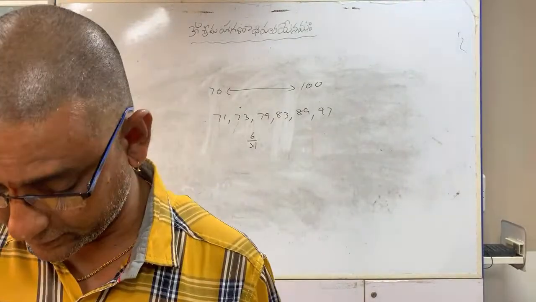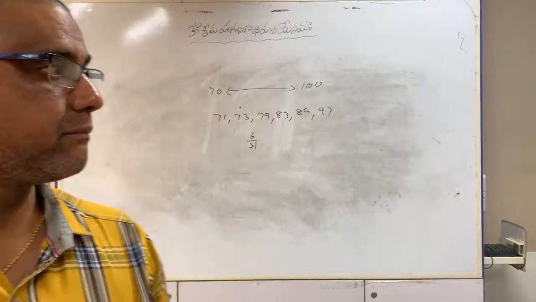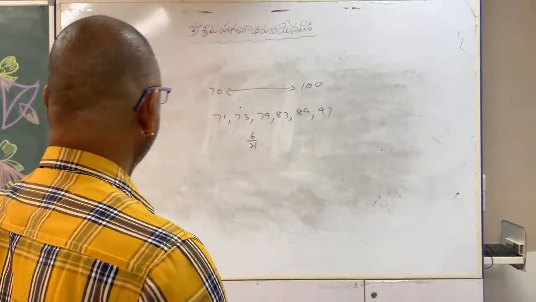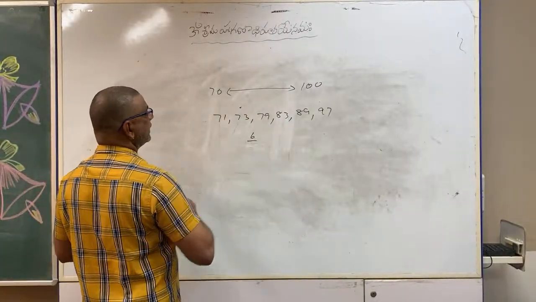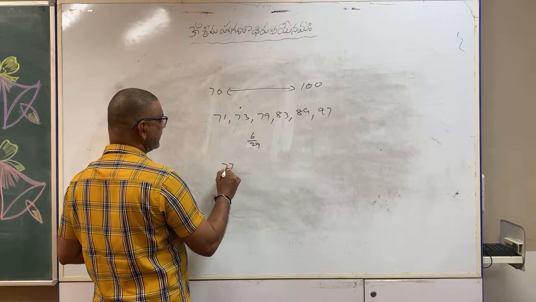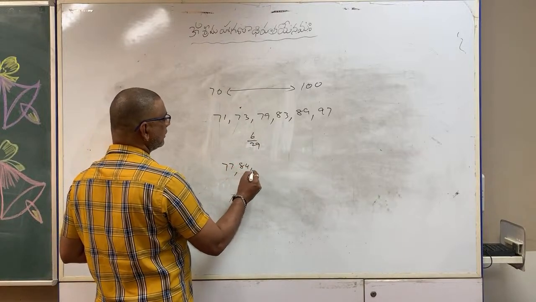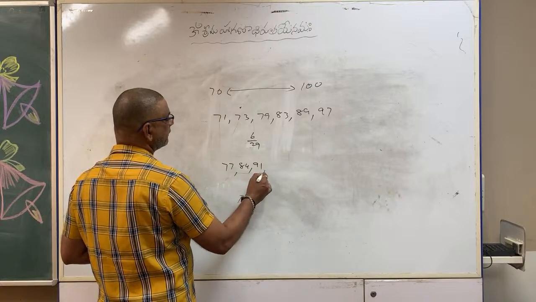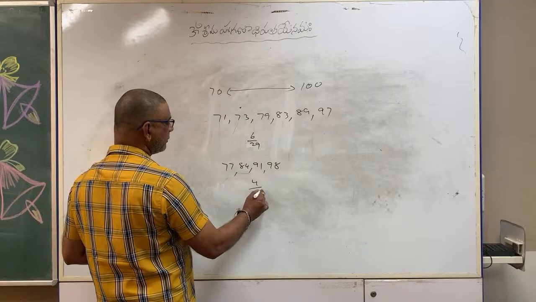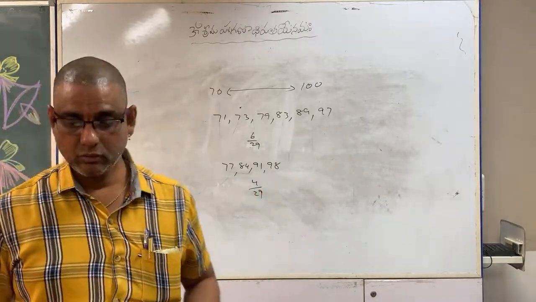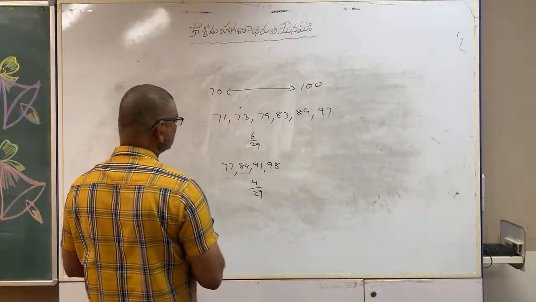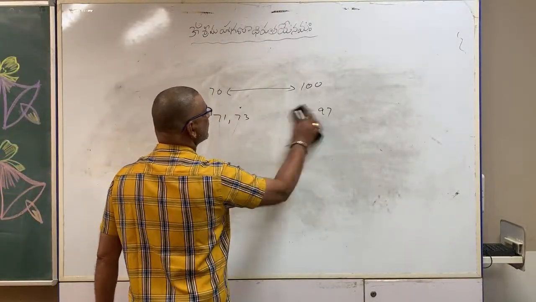Sample space is 29. And divisible by 7. What are the numbers divisible by 7? Divisible by 7 means 77, 84, 91, 98. So 4. 4 by 29. Next question.